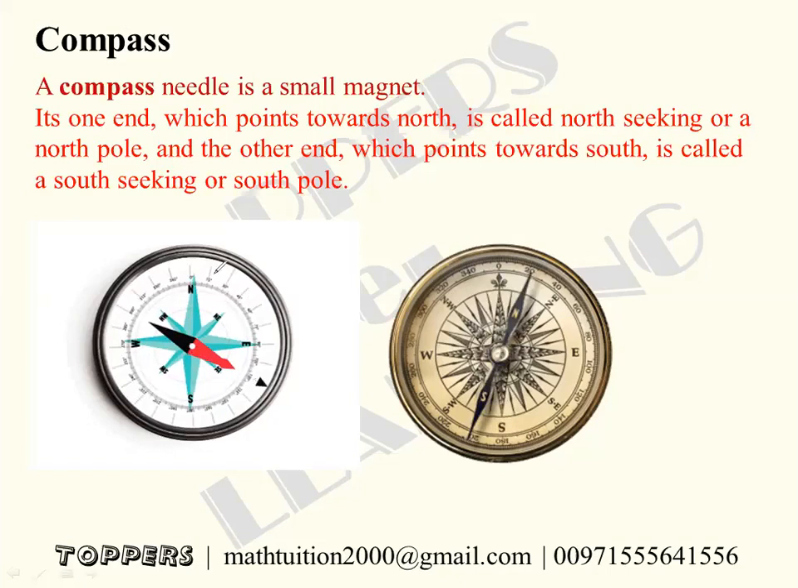So this part, the red, is always seeking north. Right? So this part will become the north pole. This we can call north. This is the north pole. This part is south seeking, so that is the south seeking pole or south pole of the needle of the compass. Fine.